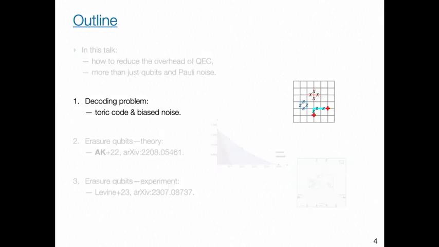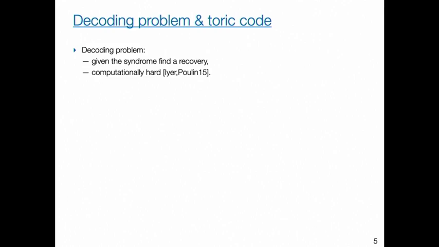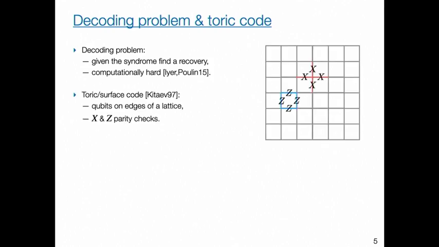So let's get started. The decoding problem, we all know what it is about. It's important to remind ourselves that if we cannot efficiently solve it, we most likely will fail at building fault-tolerant quantum computers. So the decoding problem in general, for generic stabilizer codes, is computationally hard. But if we impose some structure, then we can efficiently solve it. And here's where the toric code comes into play. The toric code can be defined on the square lattice. Qubits are on edges. We have X parity checks associated with vertices, Z parity checks associated with plaquettes. Everyone in this room knows it.